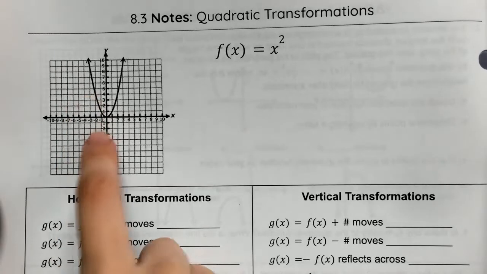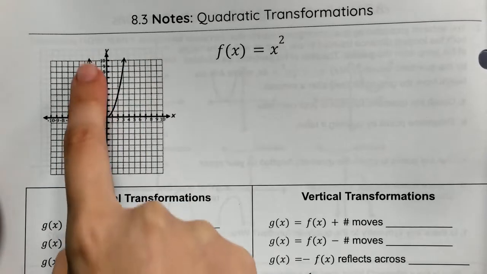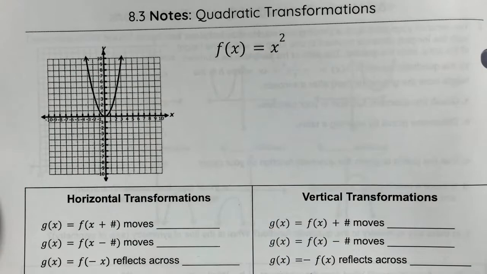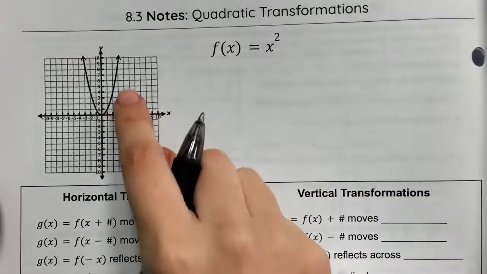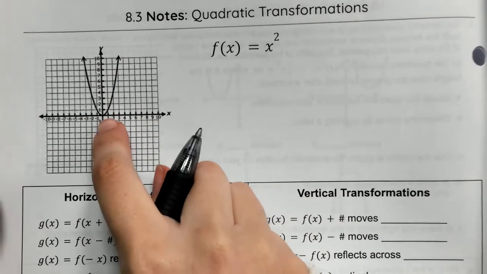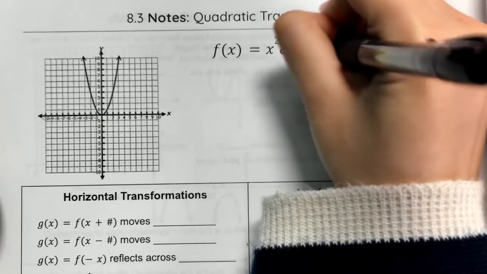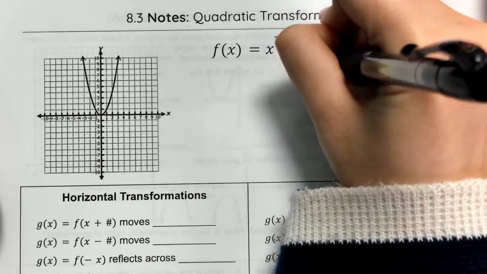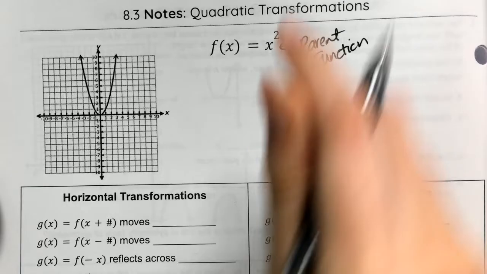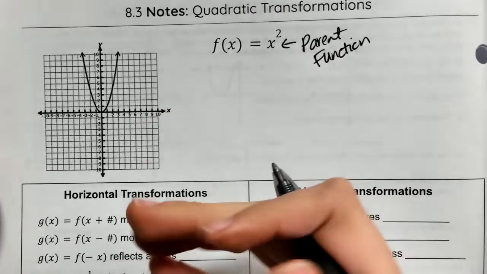So in the previous notes you've seen this similar shape, the parabola, the U shape for quadratic functions. Now we're going to get a little bit more specific. This quadratic function that starts at the origin, at (0, 0), is something we call the parent function. And like the name suggests, this is the function from which all other functions come.